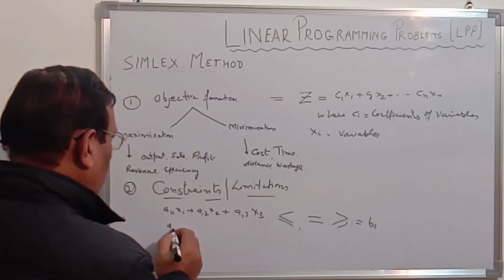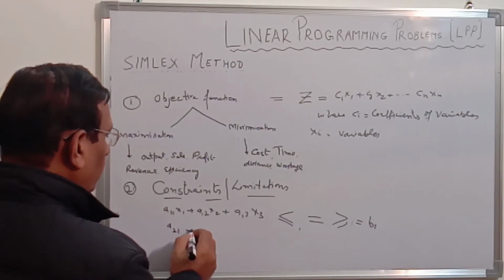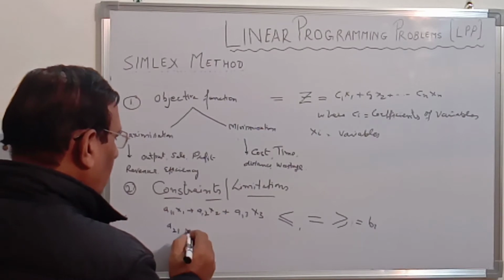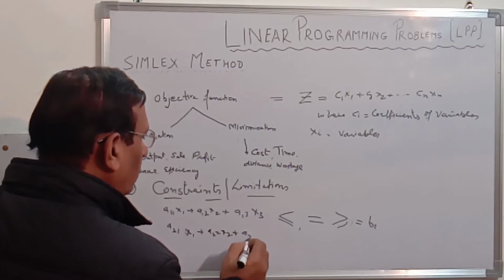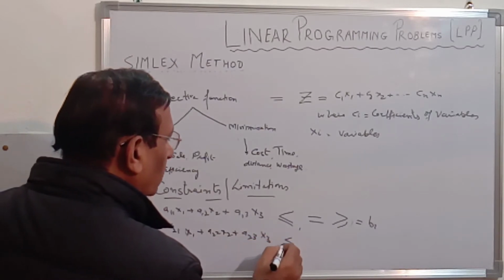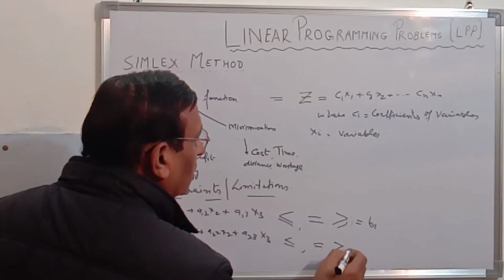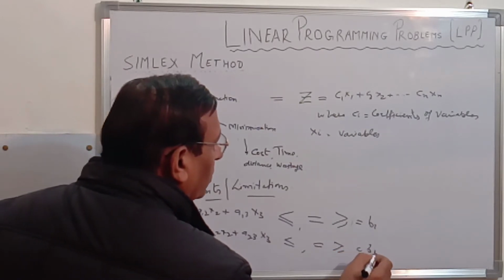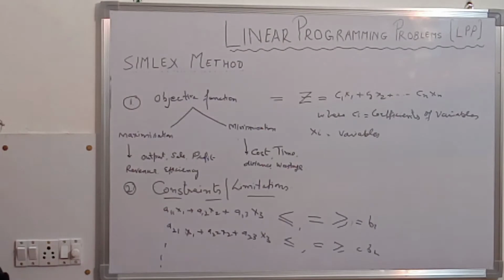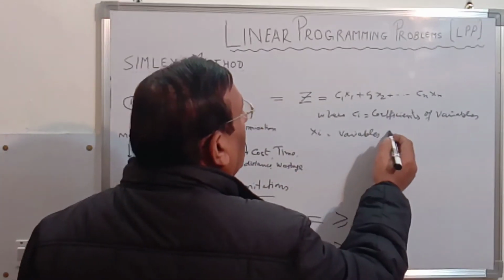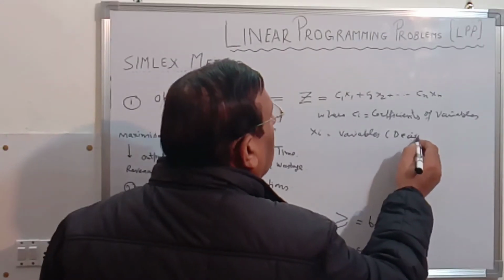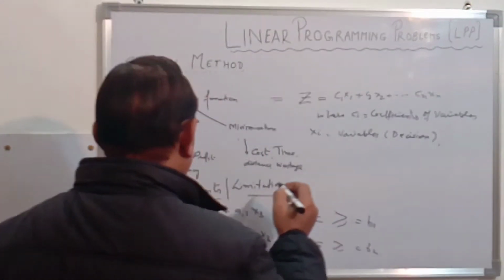Similarly, let me write down the second equation: a21x1 + a22x2 + a23x3, less than or equal to or greater than or equal to b2, and so on. And all these variables are sometimes also known as decision variables, about which we have to decide.